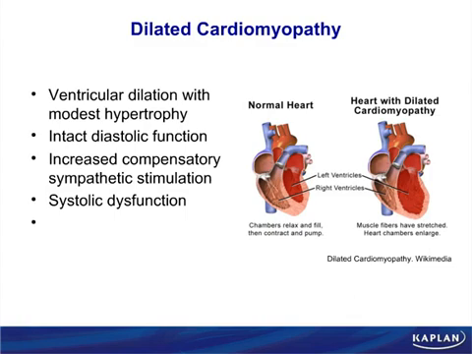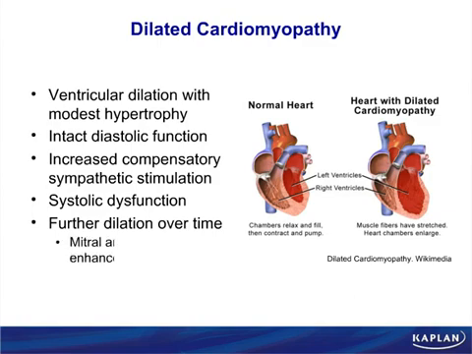Over time, the heart can dilate so much that you'll ultimately get mitral and tricuspid failure, which will then cause even more systolic dysfunction. This is because the heart's stretching out, and it's just going to pull open those valves. Basically, you get a mitral and tricuspid regurg because of this stretching out. The heart is dilated out, hence the term dilated cardiomyopathy.